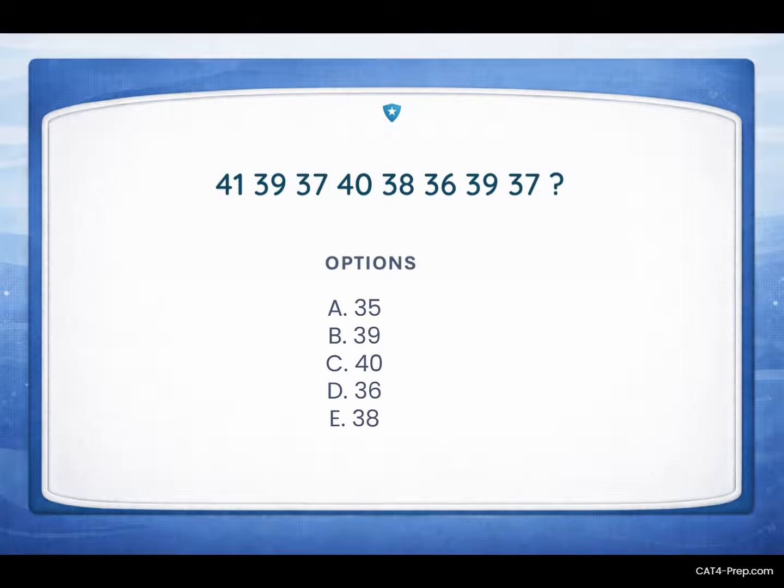Now check the next three moves to confirm it repeats. 40 to 38 is -2. 38 to 36 is -2. 36 to 39 is +3. Good. The same three-step cycle repeats. We are now back at the start of the cycle. After 39 to 37, the next change should be -2 again. So 37 minus 2 is 35. So the next number is 35.